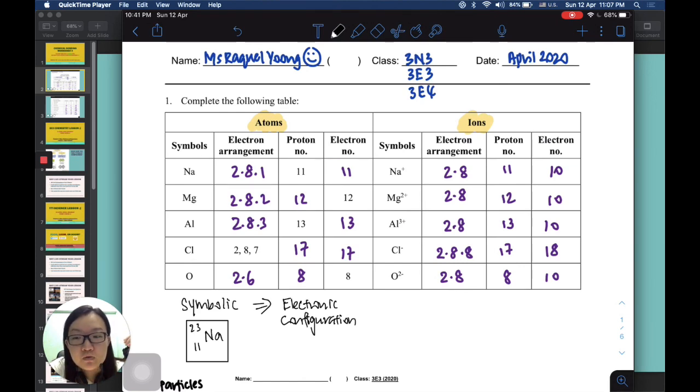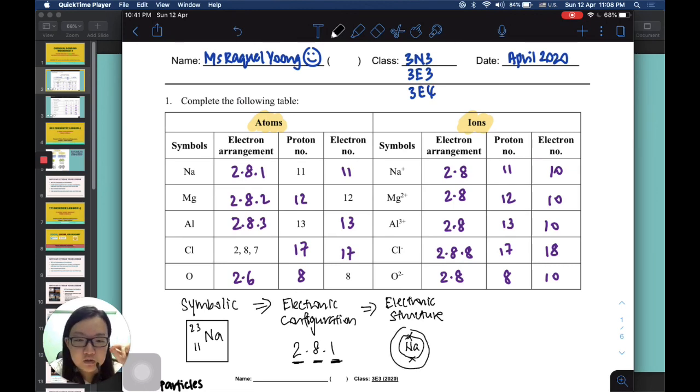Moving on from this symbolic representation, we can move on to the electronic configuration. Basically, how do you configure the electrons and put them into electron shells? For sodium, it's 2.8.1. The first shell has 2, the second shell a maximum of 8, and then the spillover one will be in the third shell, which is the valence shell. We can take that one step further, as we saw in chapter 5, where we can represent this in a diagram.